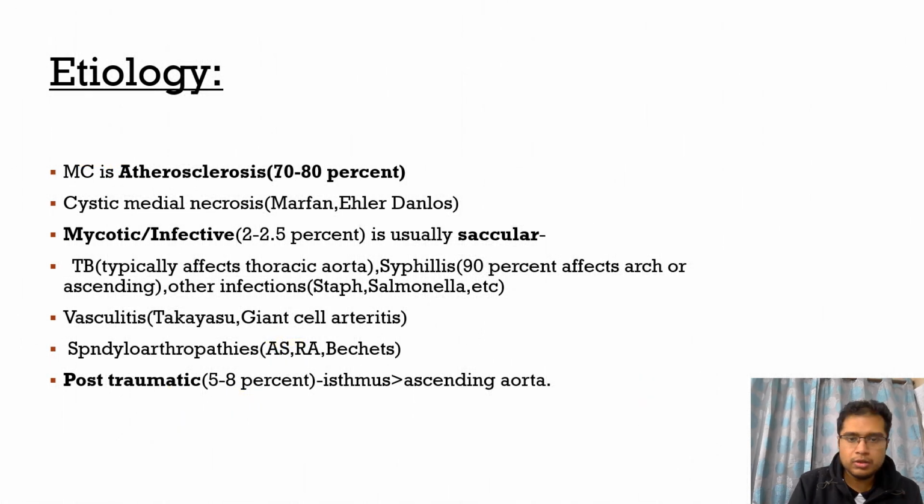Then coming to the etiology of aneurysm formation, most common being atherosclerosis in 70 to 80% of the cases. Then cystic medial necrosis in case of Marfan's and Ehlers-Danlos. It can be mycotic or infective aneurysm. It's usually saccular in nature. It can be because of vasculitis, and it can be post-traumatic as well.